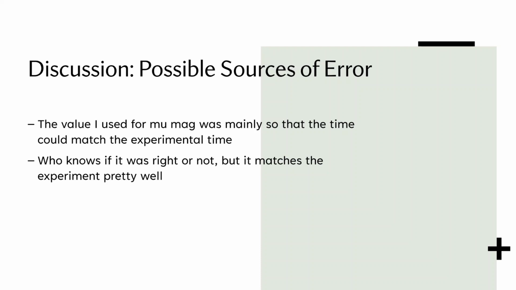So the only thing that I could think of as a source of error for the computational model is that the value I used for mu mag was mainly so that the time could match the experimental time. Who knows if it was right or not, but it does match the experiment pretty well.